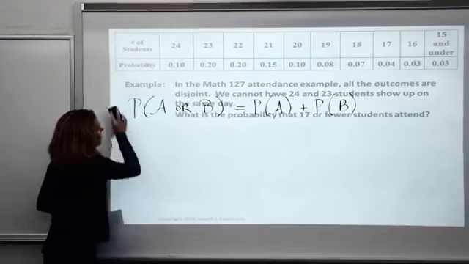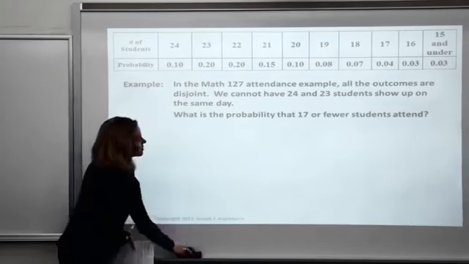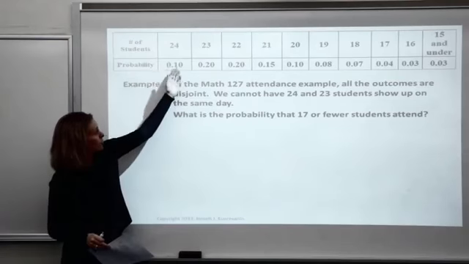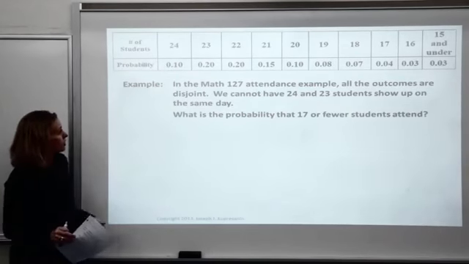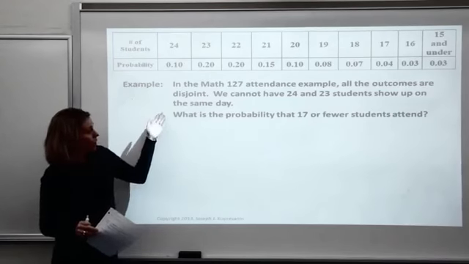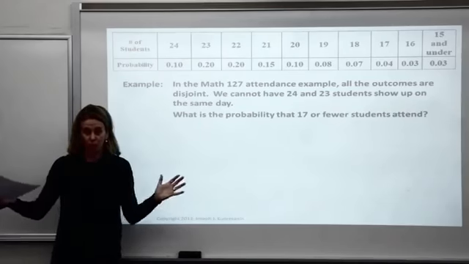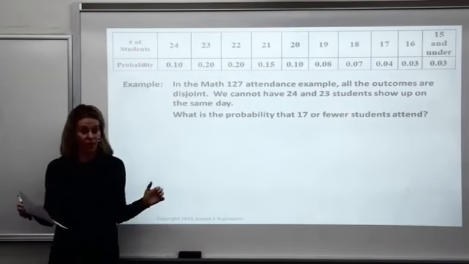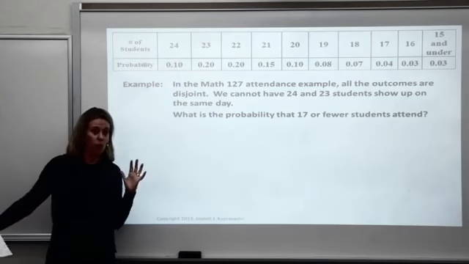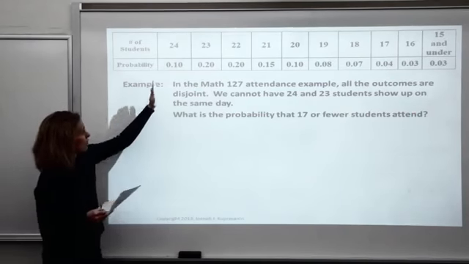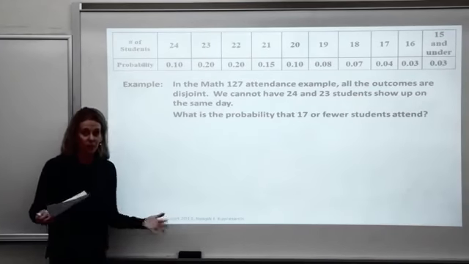So back with the attendance example, this is 24 students in a statistics class. What's the likelihood that 24 students are present, 23, and so on? We had this probability distribution. All the outcomes here are disjoint. We can't possibly have a day where there's 24 students present and at the same time the maximum in attendance is 23. It's got to be one or the other. Those events are disjoint. Every single one of these is disjoint. None of them can occur at the same time.